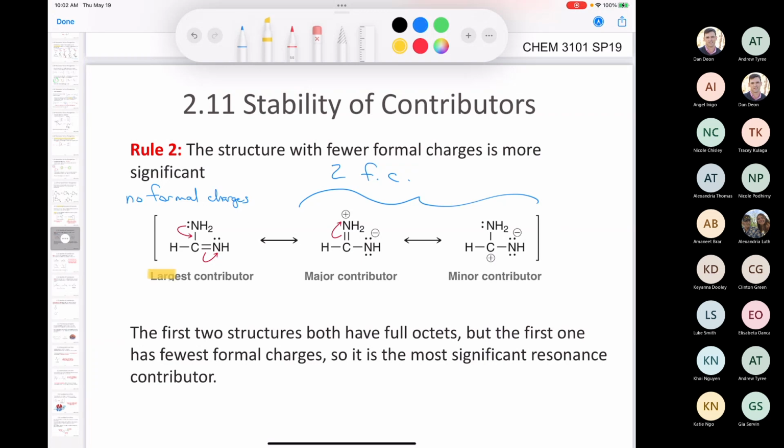And so we put that this would be the largest contributor, and these 2 would be minor contributors. I know that this one says major contributor, but there's a reason why this would be the greatest contributor, so we'll put that in first place. This would be third place, and this would be second place. And I'll explain why this would be a greater contributor than this one in just a second.